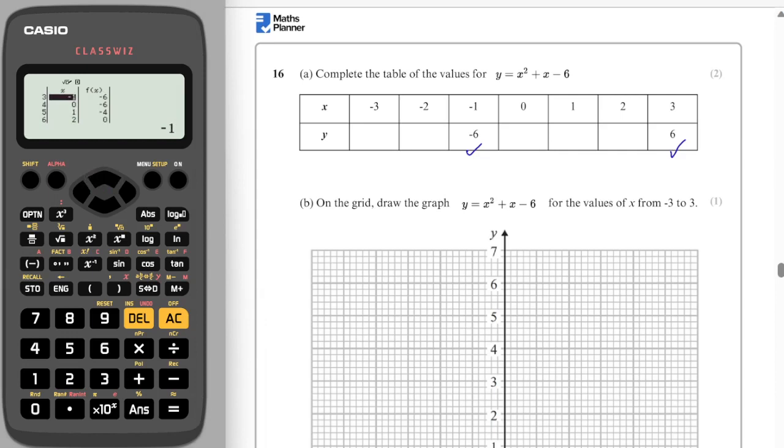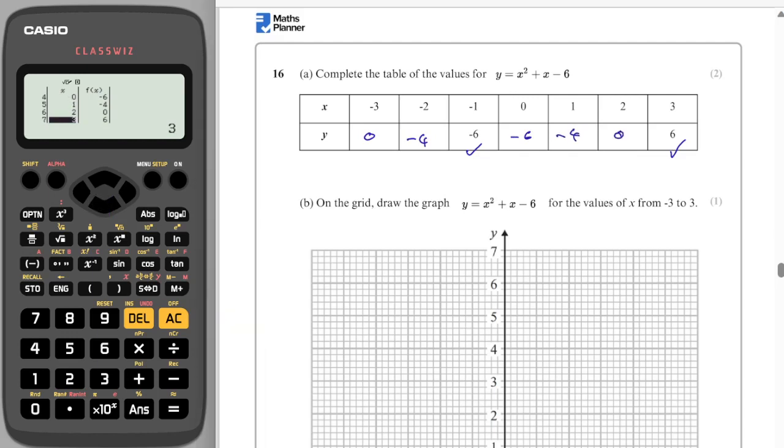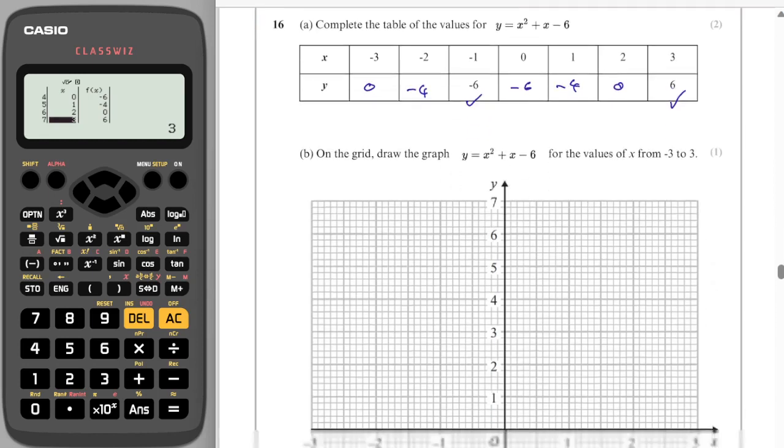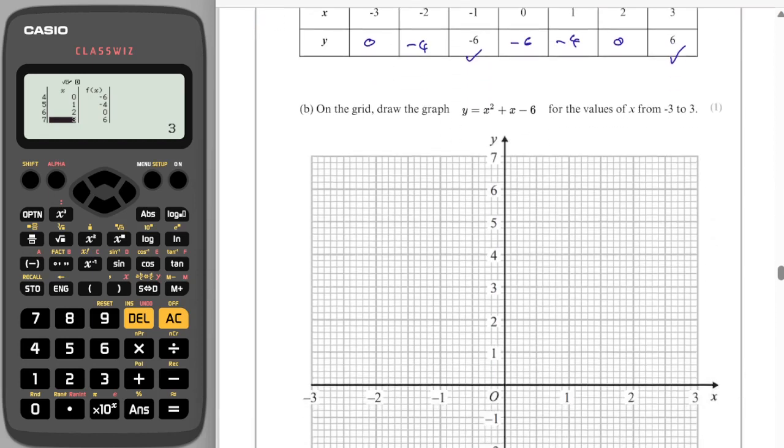So my values then, when x was -3, I had 0, -4, -6 again, -4, 0, and 6. So that's my table of values. On the grid, draw the graph from the values -3 to 3.